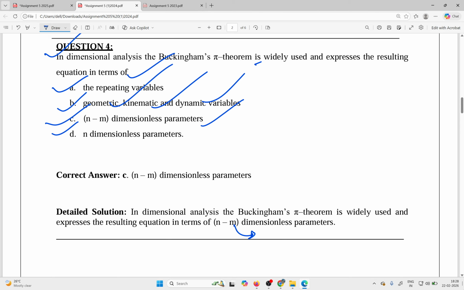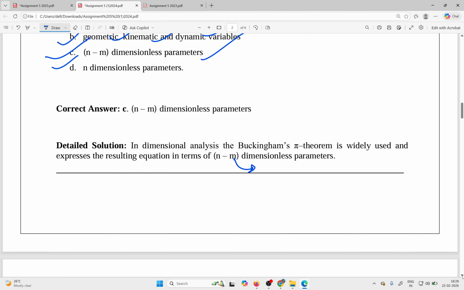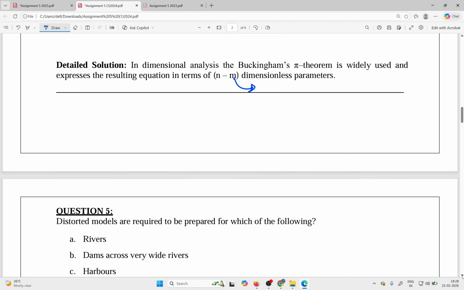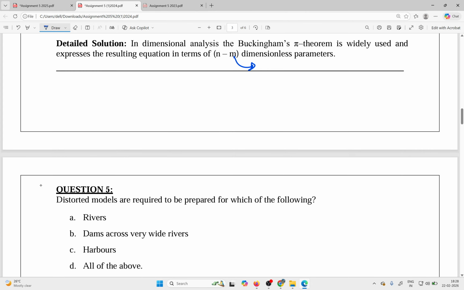So now we'll move on to the next one. Next is also very important. Distorted models are required to be prepared for which of the following? Rivers, dam across very wide rivers, harbors, all of the above.